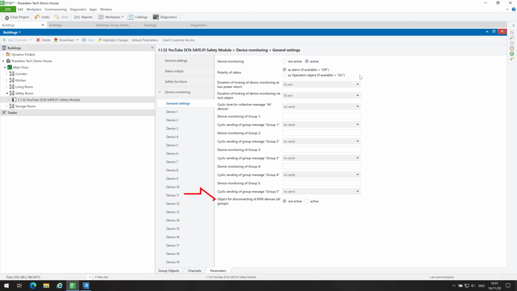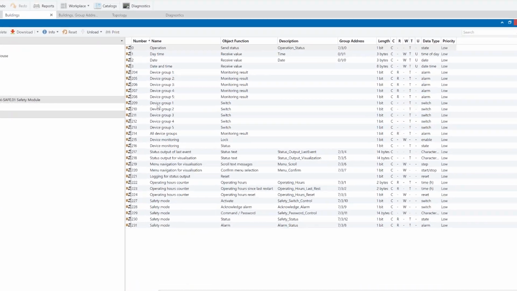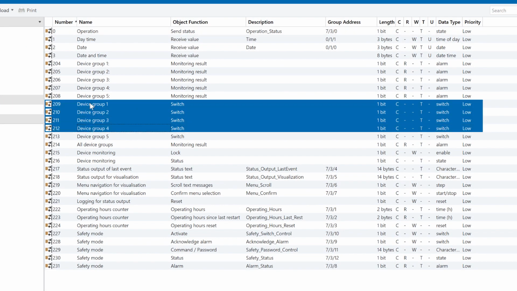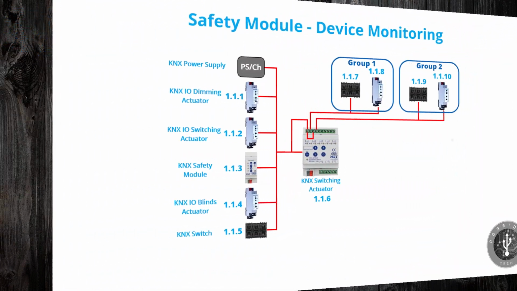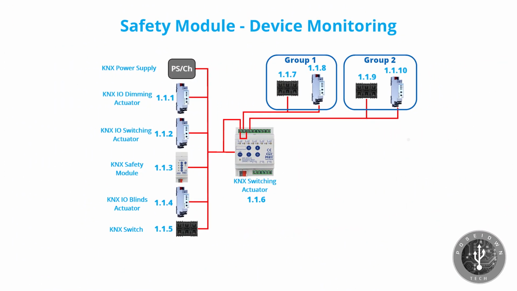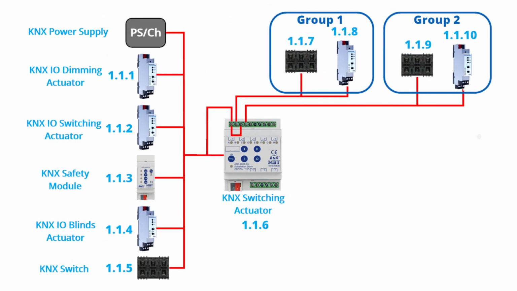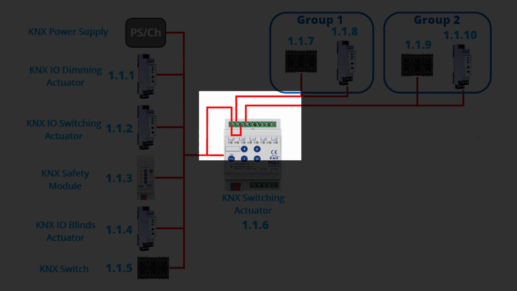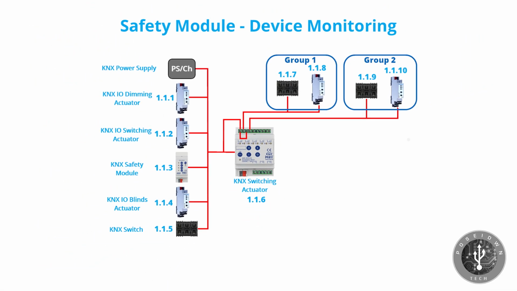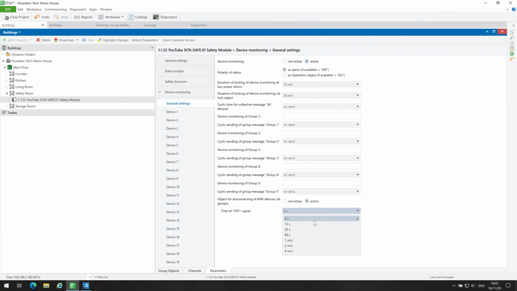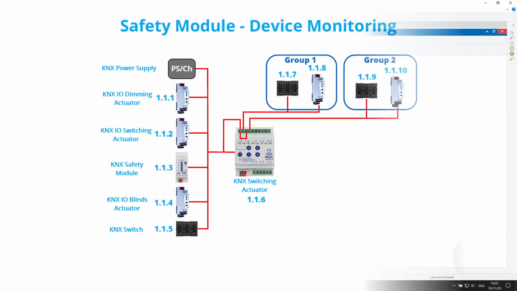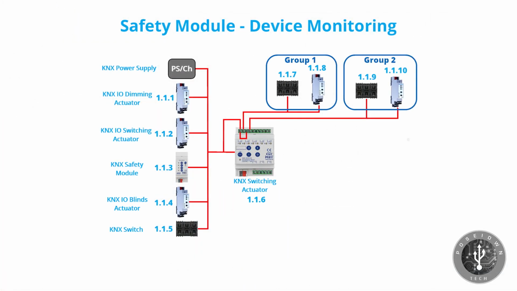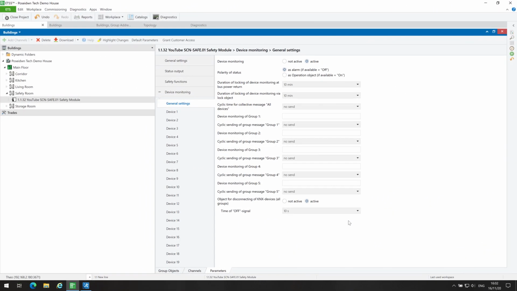If you enable object for disconnecting of KNX devices, a switch object for every device group will be enabled. So, for example, you can divide the devices that you want to monitor in 2 groups. And KNX bus line must be routed through the contact of a switch actuator. If there is an error, the switching actuator will be switched off for a duration that you can set from this parameter and then switched on again. If the error remains, the switching process will not be repeated. For this tutorial, I will not use this function, so I will set this parameter to not active.